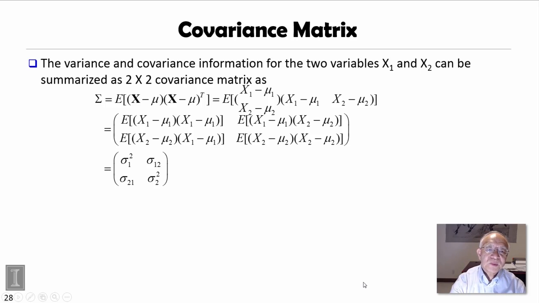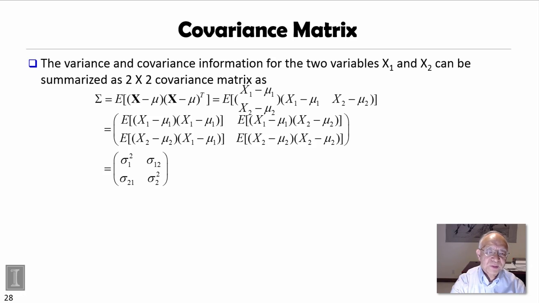In many cases, for two variables, we may want to write their variance and correlation information into a 2x2 covariance matrix form. For example, variable 1's self-correlation is essentially its variance, which is this one. The covariance between 1 and 2 is defined here, between 2 and 1 is defined here, and then this is variable 2's variance.